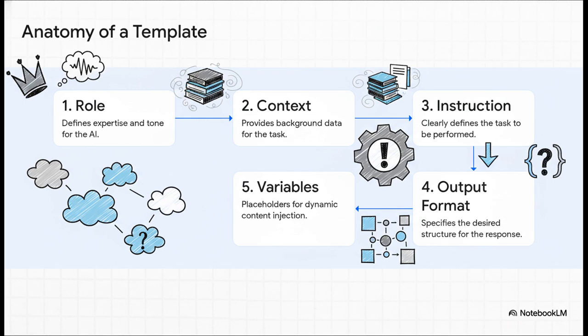Now, a really powerful template has a few core ingredients. First, you've got the role, where you tell the AI what it is, like you are an expert copywriter. Then you give it context, which is all the background info it needs. The instruction is the actual task you want it to do. Then you specify the output format, super important, like give me the answer in a JSON object. And of course, you have your variables for all that dynamic content.